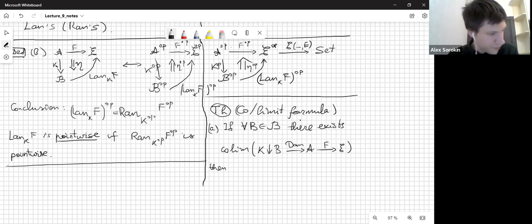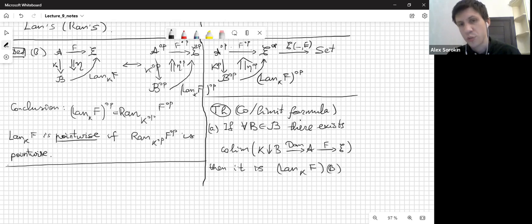Then it is this functor, the left Kan extension of functor F along K at point B. So if the following colimit exists for every object B, then we have the left Kan extension and it's computed using this colimit. Nothing about pointwise was said.